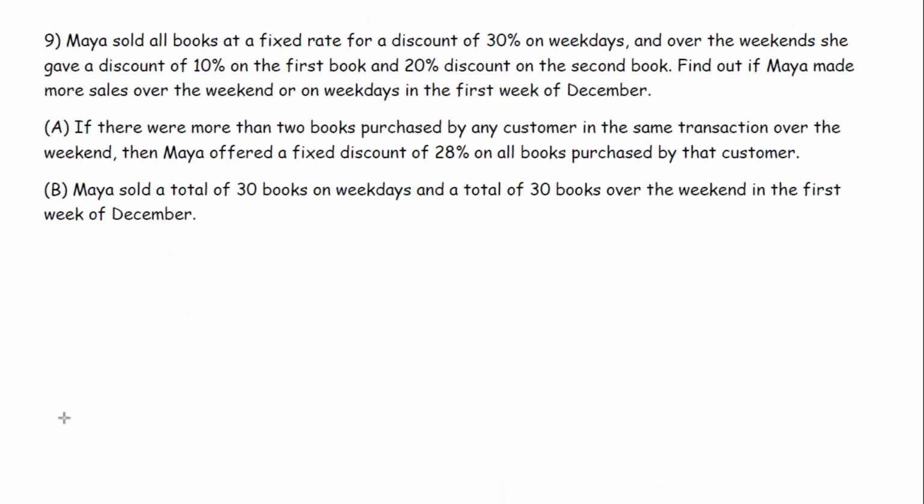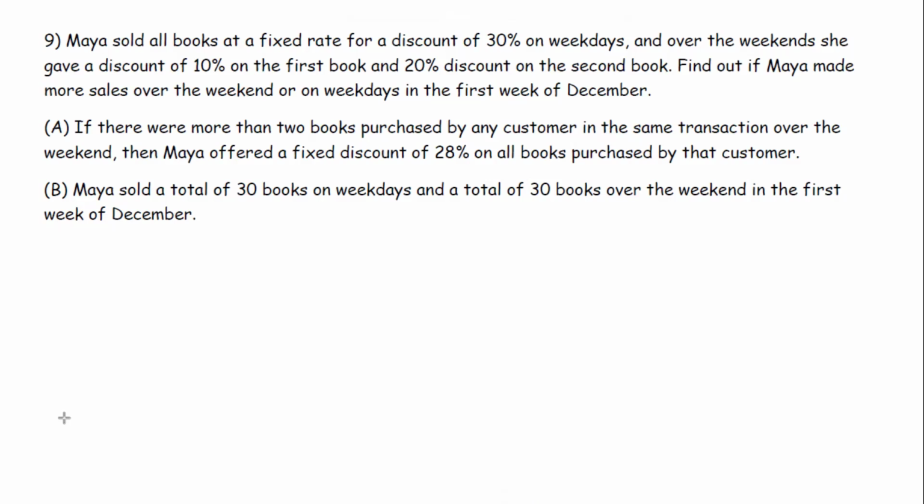Maya sold all books at a fixed rate, with a discount of 30% on weekdays. And over the weekends, she gave a discount of 10% on the first book and 20% on the second book. All right. So 30% is for the weekdays and 10 and 20% respectively for the first and second book. Find out if Maya made more sales over the weekend or on weekdays in the first week of December. So, in other words, find out if Maya made more money over the weekend or on weekdays in the first week of December.